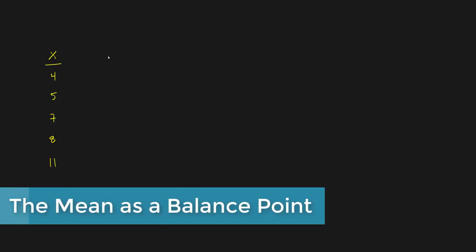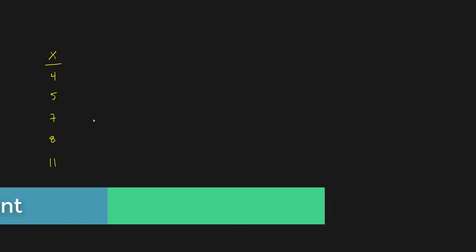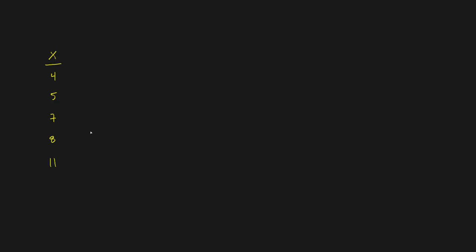In your textbook, there's a short section where they talk about the mean as being a balancing point, and they give a visualization of that. I'm going to go over it too, but I'm going to explain why I'm not really comfortable with this visualization.